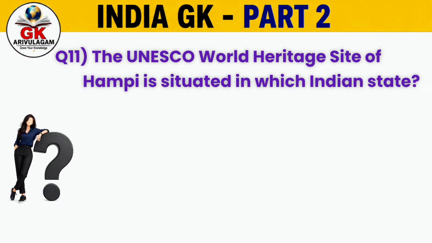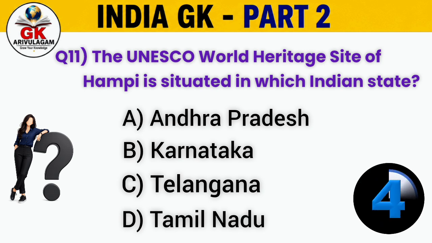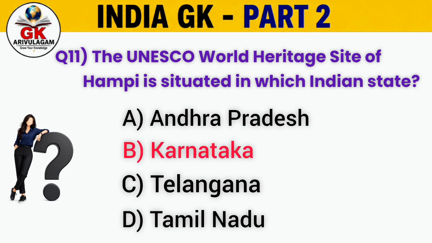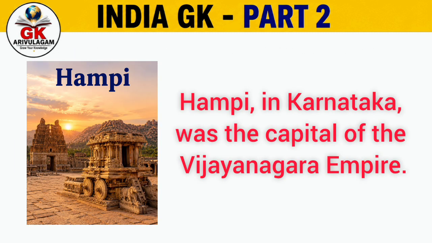The UNESCO World Heritage Site of Hampi is situated in which Indian state? Answer: Karnataka. Hampi in Karnataka was the capital of the Vijayanagara Empire.